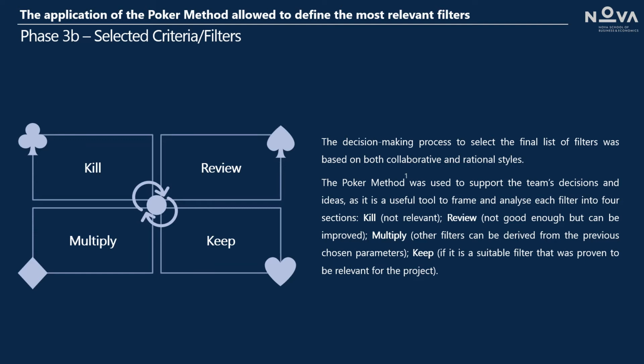Therefore, we use the poker method to support the team's decisions and ideas, filtering them into 4 sections: kill if the filter was not relevant, review if the filter was not good enough but could be improved, multiply if the filter could be derived from a previously chosen one, or keep if it was a suitable filter that was proven to be significant for the project.